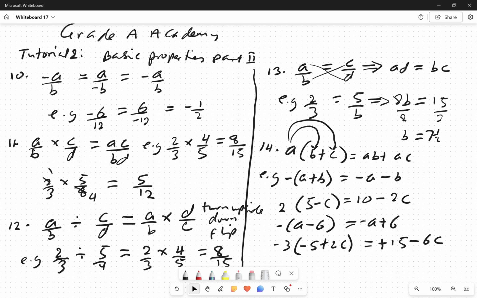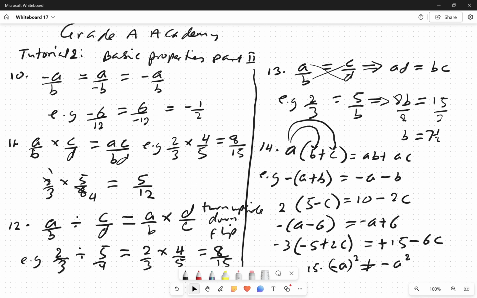How about the last one, number 15: minus A squared is not equal to minus A, squared. So this is all we should note.